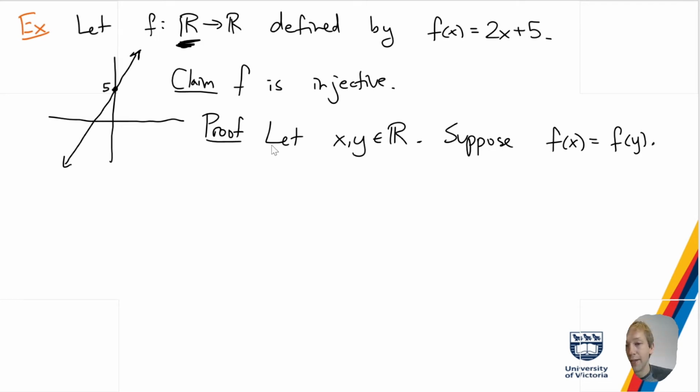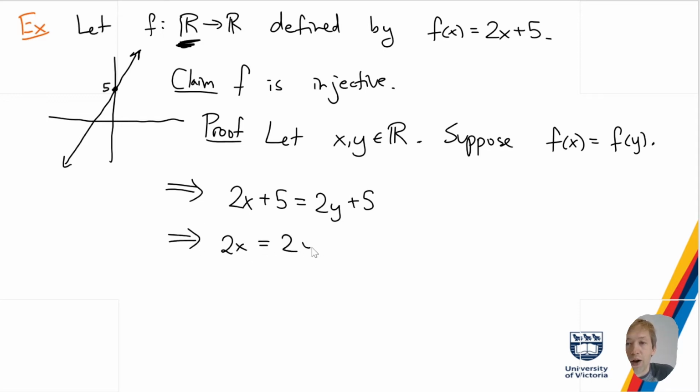In this case, it's going to be pretty easy. If f of x equals f of y, that implies that 2x plus 5 equals 2y plus 5. Now, if I subtract 5 from both sides, that means that 2x equals 2y. And now if I divide by 2, I get that x equals y. So what I've demonstrated is that whenever f of x equals f of y, x must equal y. That actually proves that this function f is injective.